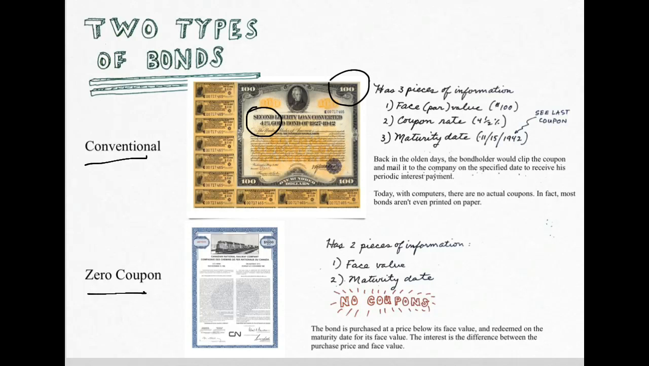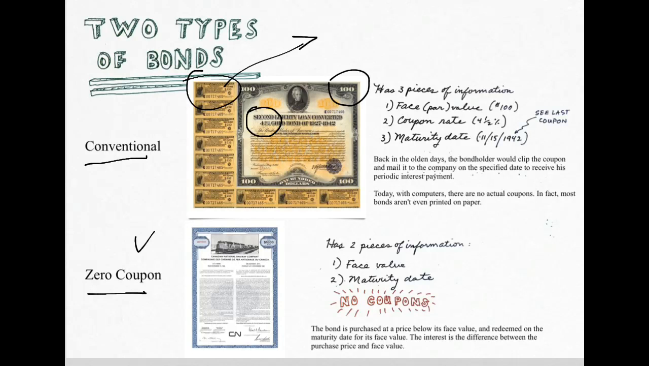The term coupon stems from the fact that bonds used to come with coupons. The investor could clip the coupon from the bond on a specified date and send it in to the issuer, and the issuer would send the bondholder the interest payment. But since records and information are now kept by computer, bonds no longer need coupons. In fact, most bonds aren't even printed out on paper.